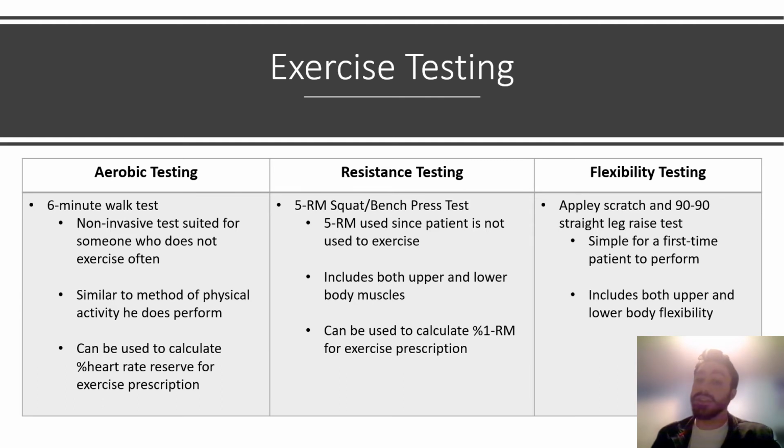These tests will also include both upper and lower body, which I think would be very good because we want to make sure that we can hit all the body parts when we do his exercise resistance prescription. And by using an RM method, we can calculate a percentage of 1 RM that we can put into his exercise prescription. Flexibility, we'll have him do the Apnea scratch test and the 90-90 straight leg test.